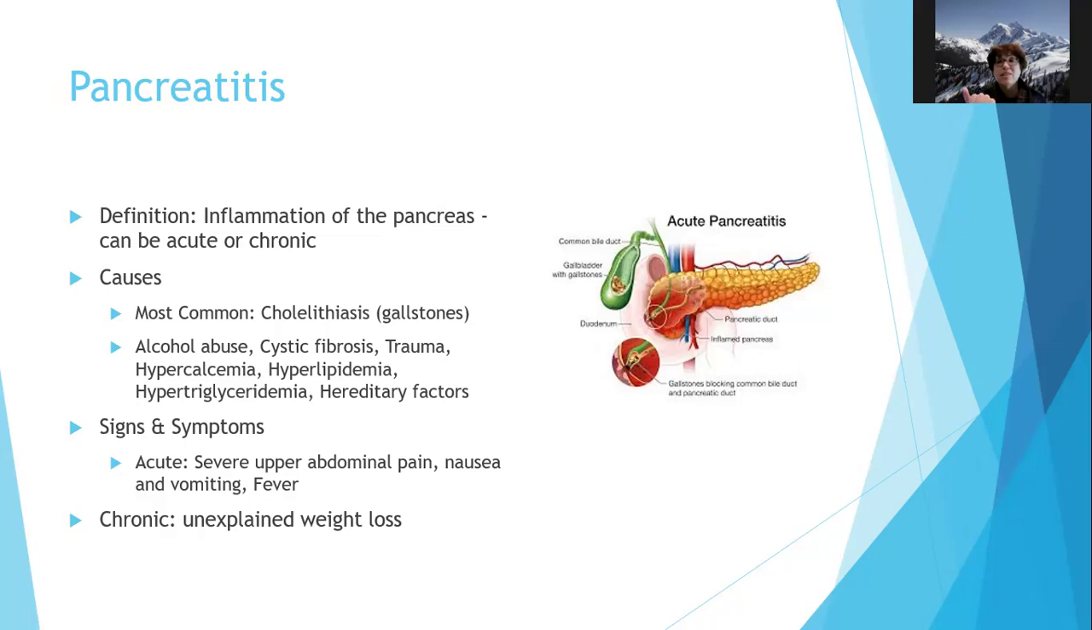Acute pancreatitis causes severe pain, severe upper abdominal pain. And we know the pancreas is in the left upper quadrant just above the stomach, and it can cause that severe upper abdominal pain, nausea, vomiting, and fever. On the right side of the upper abdomen is the liver, so don't get those mixed up.